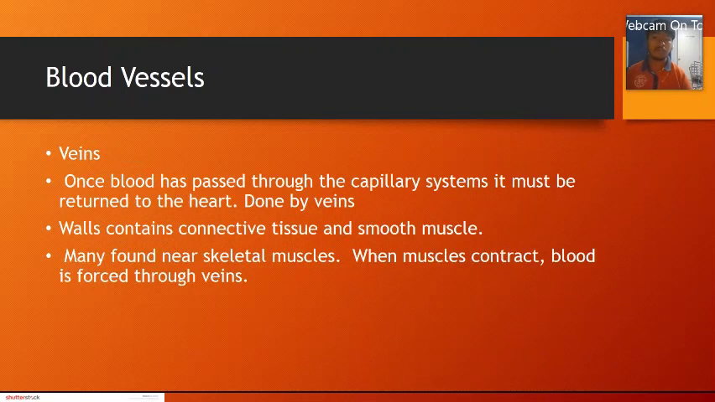Veins. Once blood has passed through the capillary system, it must be returned to the heart. It is done by veins. Their walls contain connective tissues and smooth muscle, many found near skeletal muscles. When muscles contract, blood is forced through the veins.